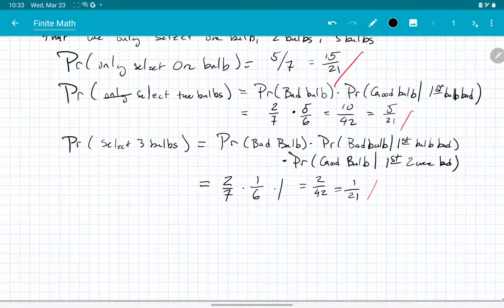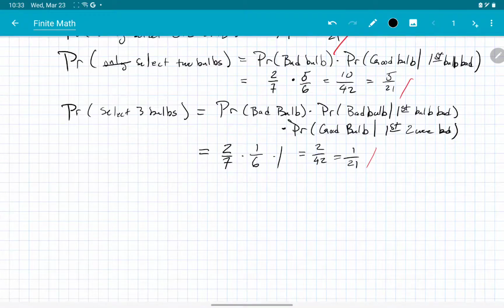Okay, so we talked about a tree diagram here. So we'll draw a tree diagram for this problem. Experiment 1 is taking the first bulb out of the box. And the probability of selecting a good bulb is 5 out of 7. And the probability of selecting a bad bulb is 2 out of 7. Now, if we found the good bulb, we're done with our experiment. The lamp works and we don't care about light bulbs anymore. But if we select a bad bulb, we have to continue on.